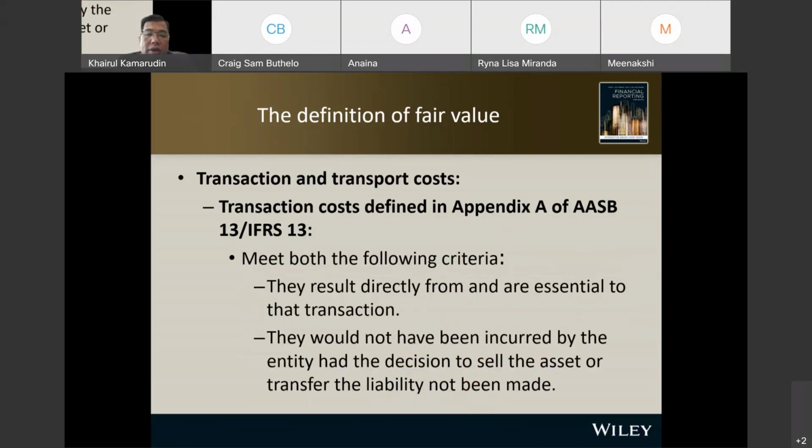So the transaction cost, what is meant by transaction cost? They result directly from and are essential to the transaction. If you want to perform the transaction, you have to pay for the cost. So that is your transaction cost. This would not have been incurred by the entity had the decision to sell the asset or transfer the liability not been made.